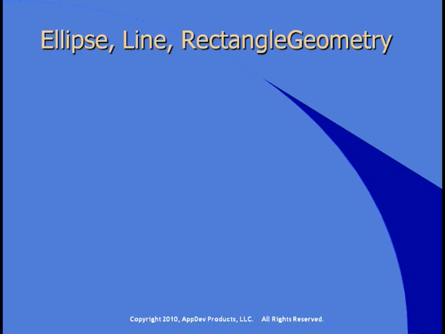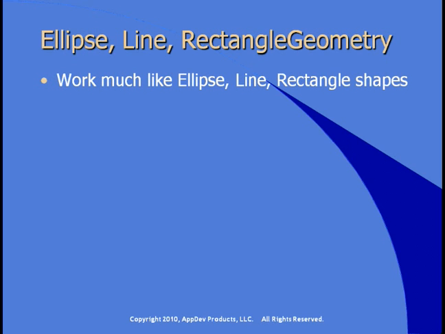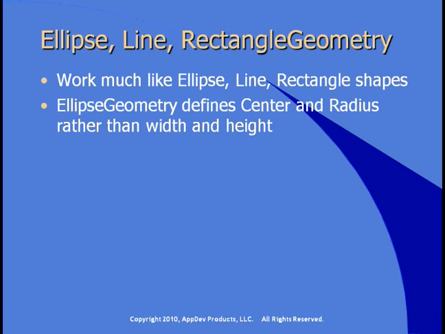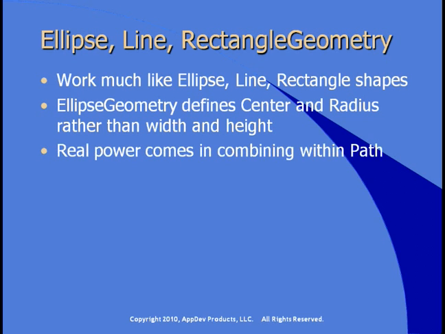We'll look at the ellipse geometry, line geometry, and rectangle geometry classes first. And these obviously work much like the ellipse, line, and rectangle shapes. You'll find the properties you set are slightly different for these, however. The ellipse geometry, for example, defines center and radius rather than width and height. The real power comes in combining these together within a single path. Let's look at an example that demonstrates how you can use the path class and different geometries within it.